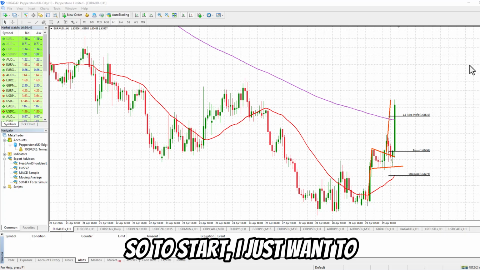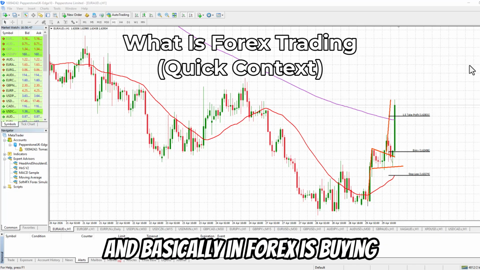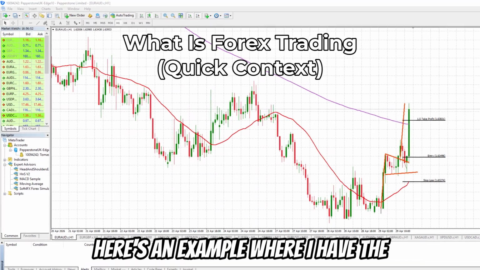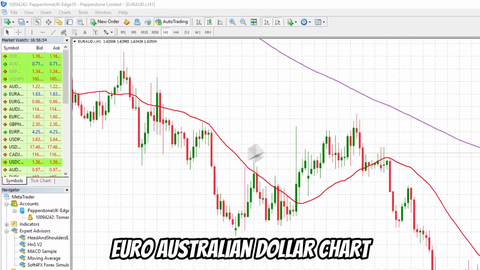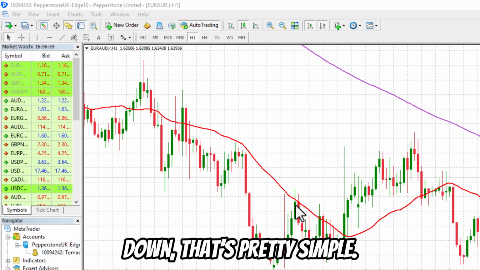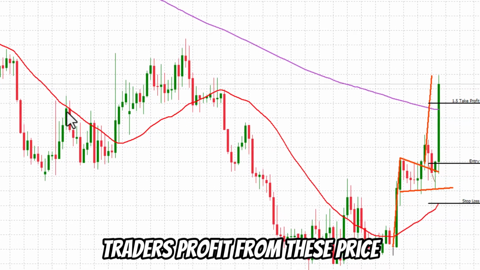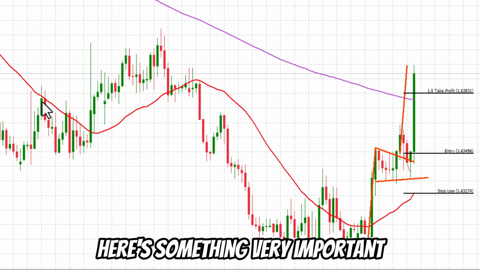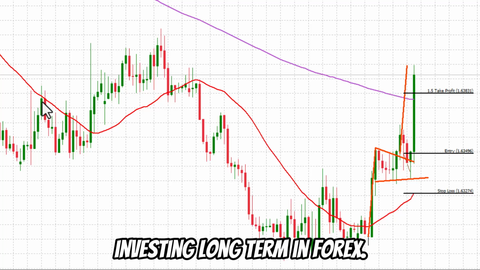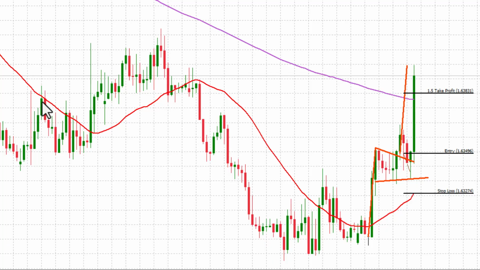So to start, I just want to quickly talk about Forex trading, and basically Forex is buying one currency, selling another. Here's an example where I have the Euro Australian dollar chart open and the price moves up and down. That's pretty simple. Traders profit from these price movements. So here's something very important when you're starting. You are not investing long-term in Forex. You are trading price movement.